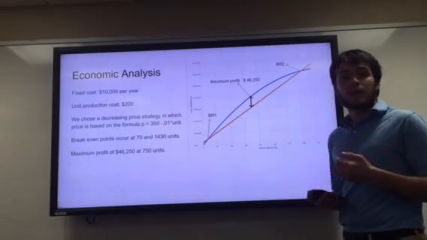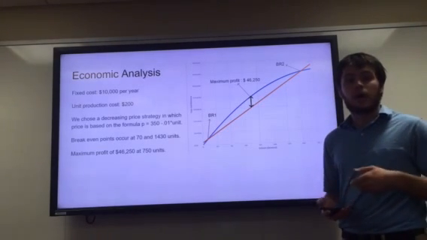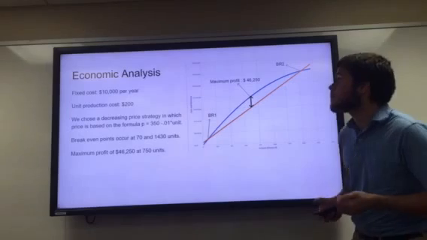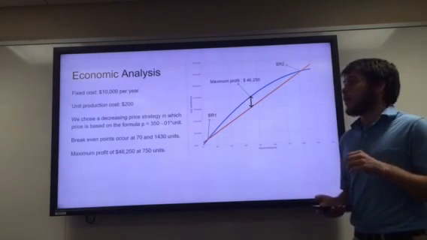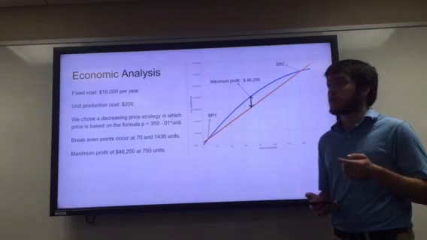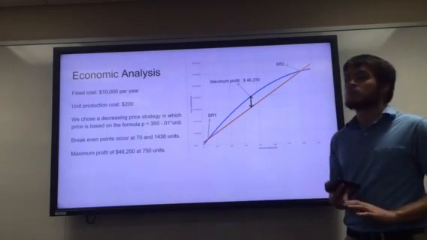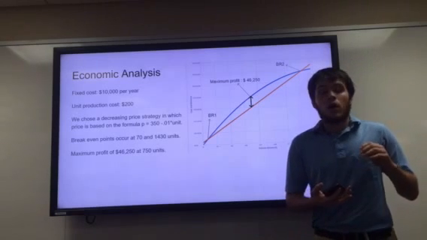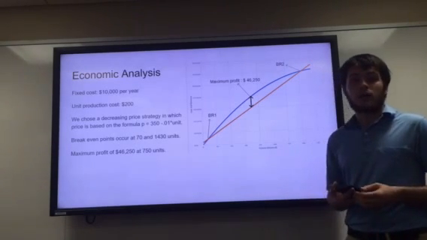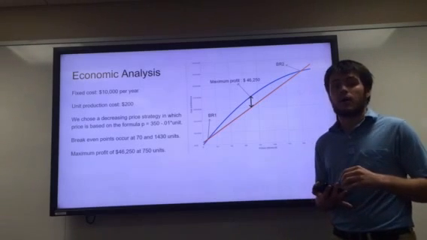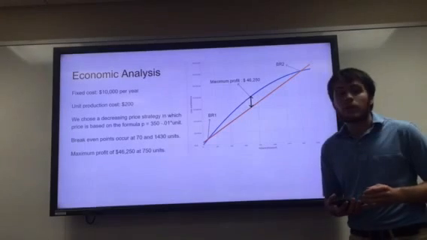We performed economic analysis in order to ensure that our product would be economically viable and produce profit for VTEPs. We assumed that our project would have a $10,000 per year fixed cost. This includes project overhead as well as company overhead. We also calculated a unit production cost of $200. This includes raw materials as well as labor for specific professionals, as Sam had talked about.